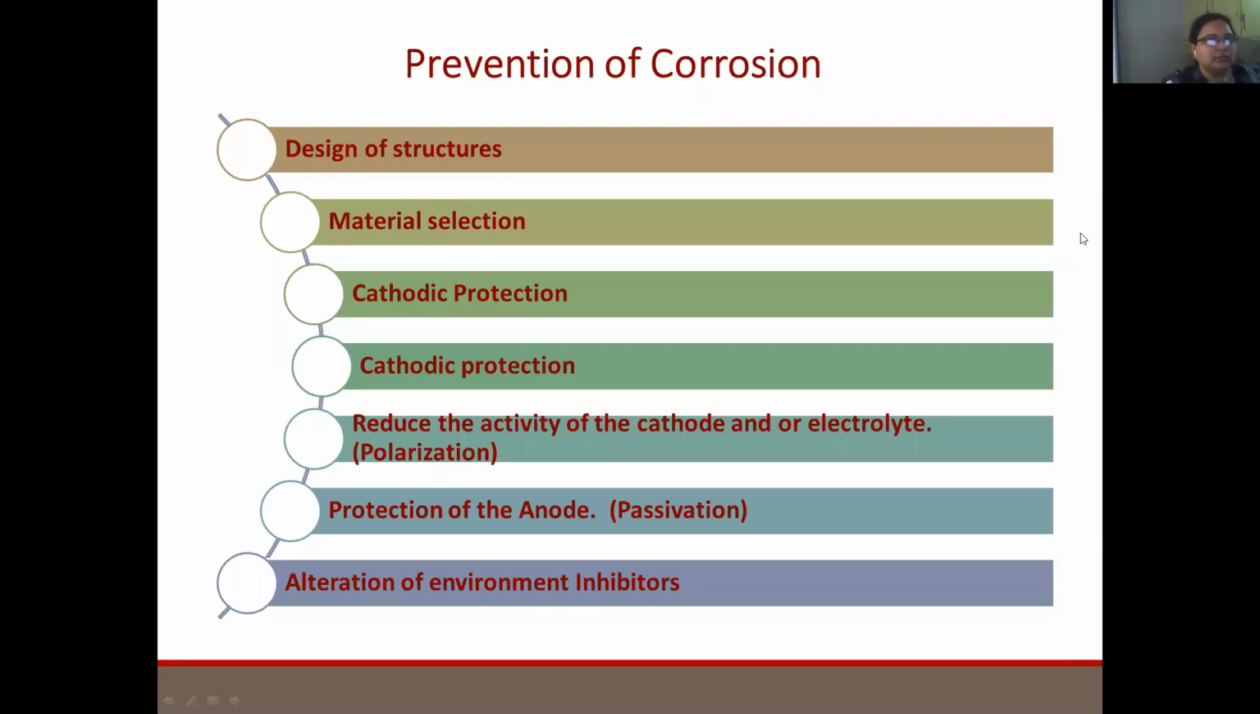Greetings to everyone. So today we are going to study how to prevent corrosion. To prevent corrosion, you can design something new. That is, the design of structures can be modified, then material selection, cathodic protection, reducing the activity of the cathode or electrolyte, that is polarization, then protection of the anode, that is passivation, and then alteration of environment, inhibitors.